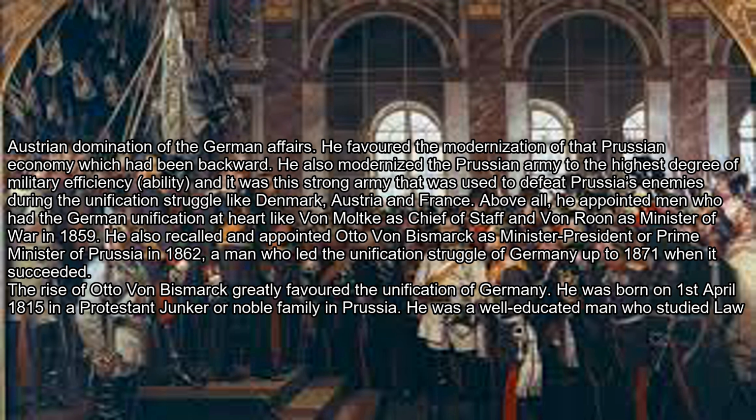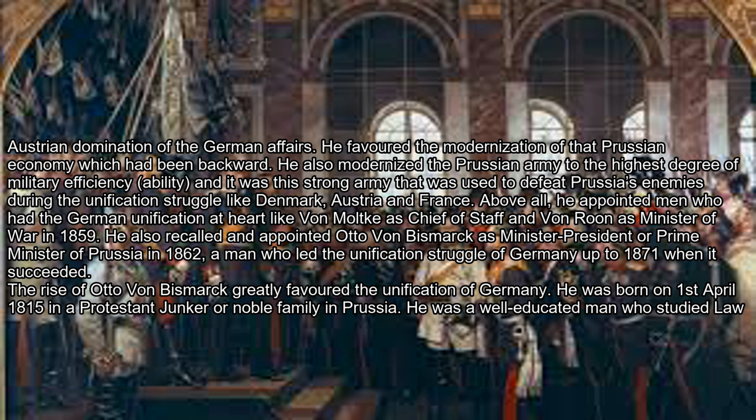Above all, he appointed men who had the German unification at heart, like von Moltke as Chief of Staff and von Roon as Minister of War in 1859. He also recalled and appointed Otto von Bismarck as Minister President or Prime Minister of Prussia in 1862, a man who led the unification struggle of Germany up to 1871 when it succeeded.